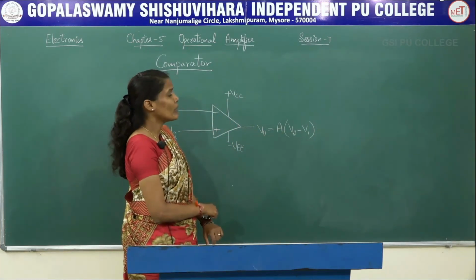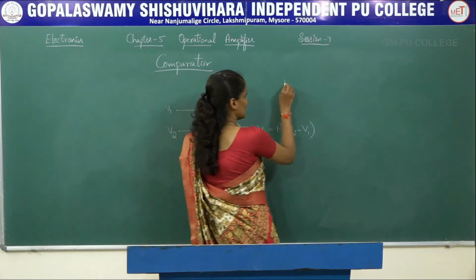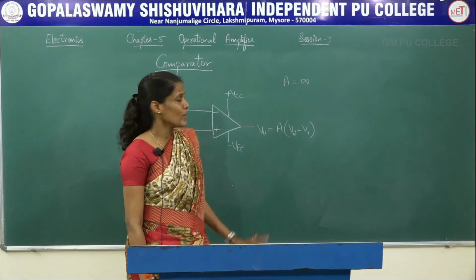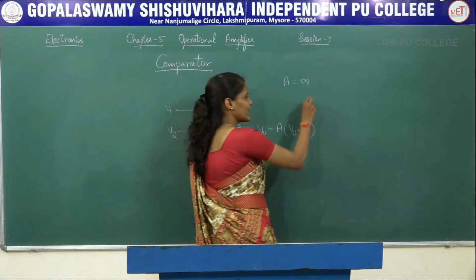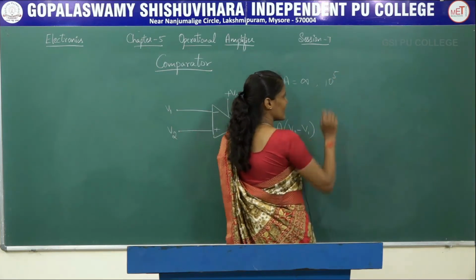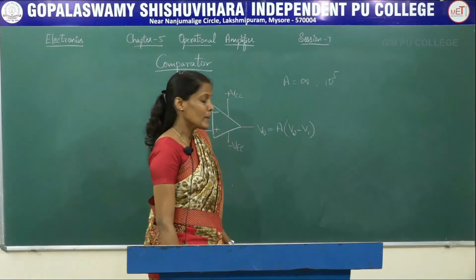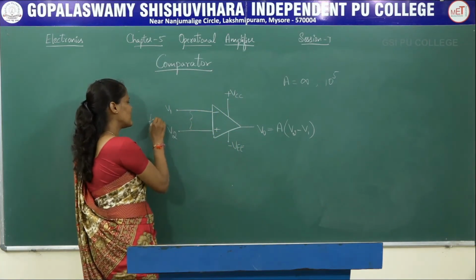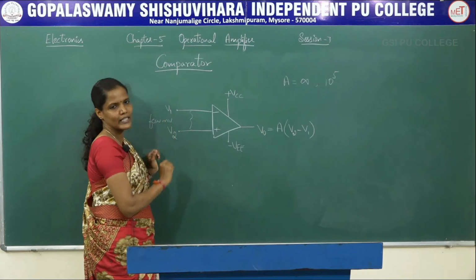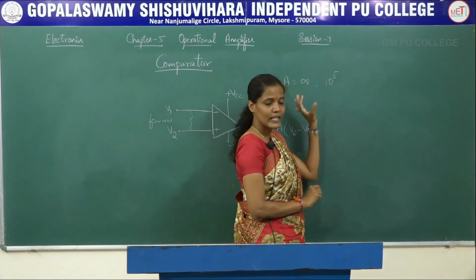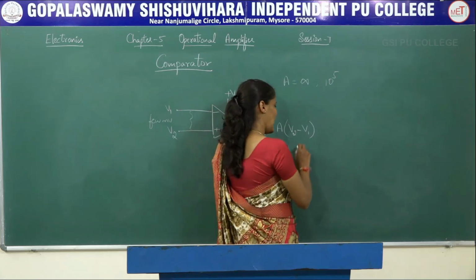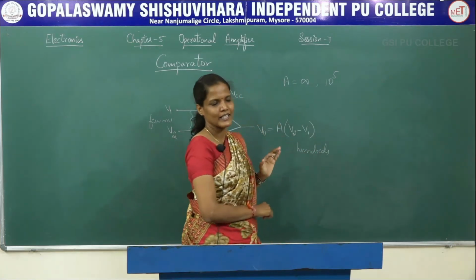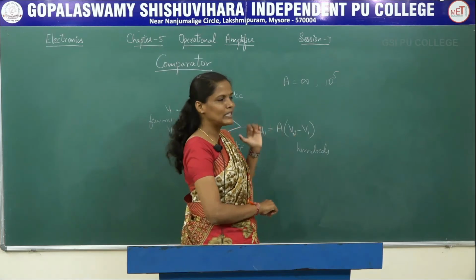The open loop gain of an operational amplifier will be equal to infinity, that is what we said in the characteristics, but practically that will not be possible. Practically the open loop gain of an amplifier is equal to 10 to the power of 5. But even if the difference between these two input signals is just a few millivolts, that will be multiplied with this gain and the output will be hundreds of volts. Output of hundreds of volts would come, but practically it is not possible to build such a circuit.